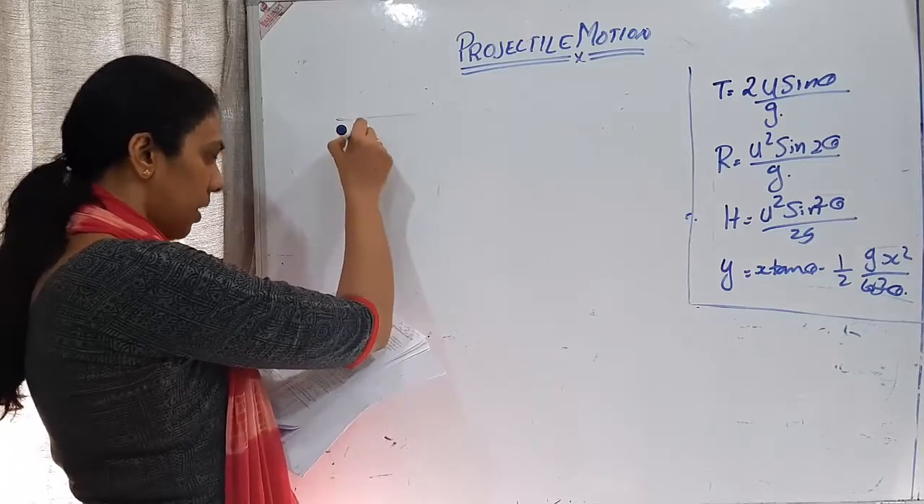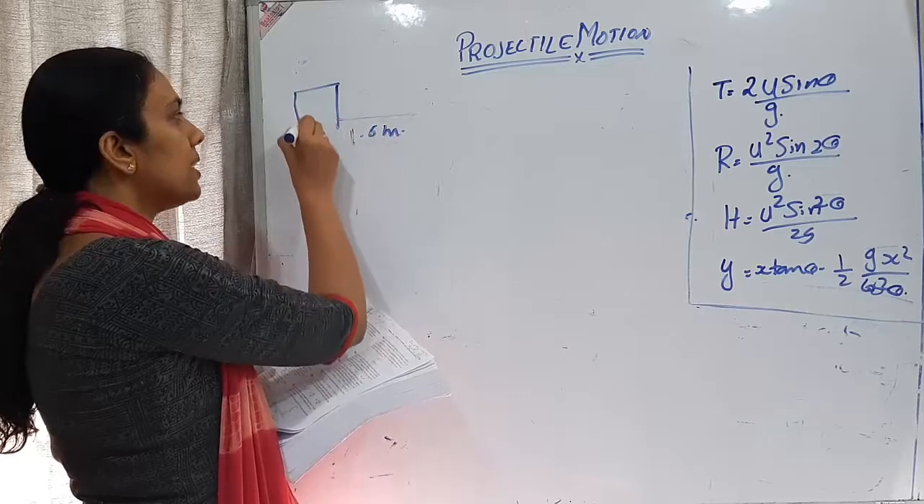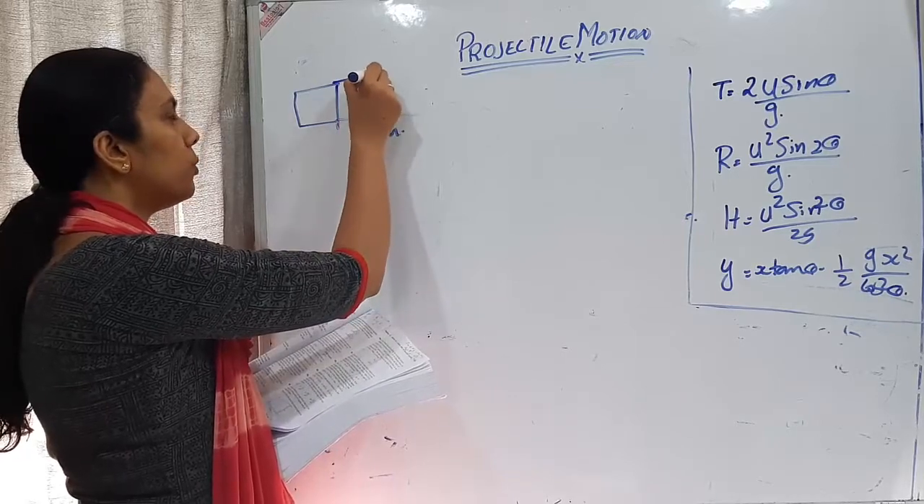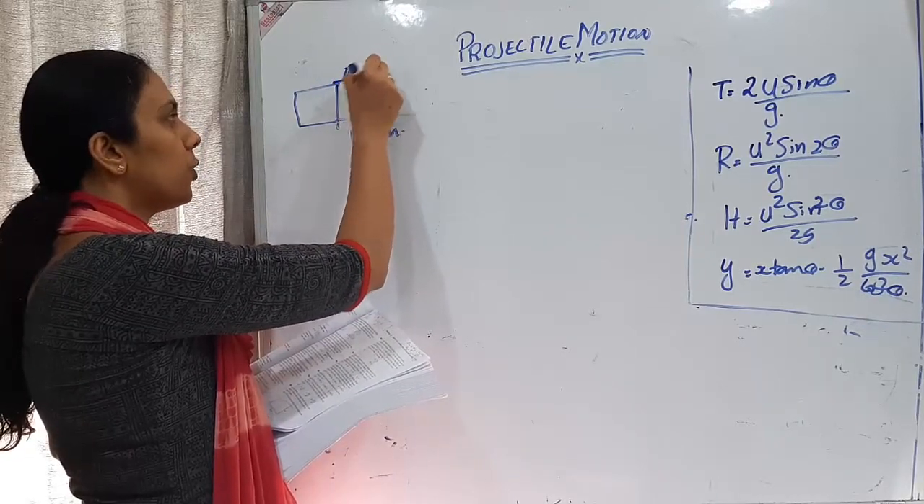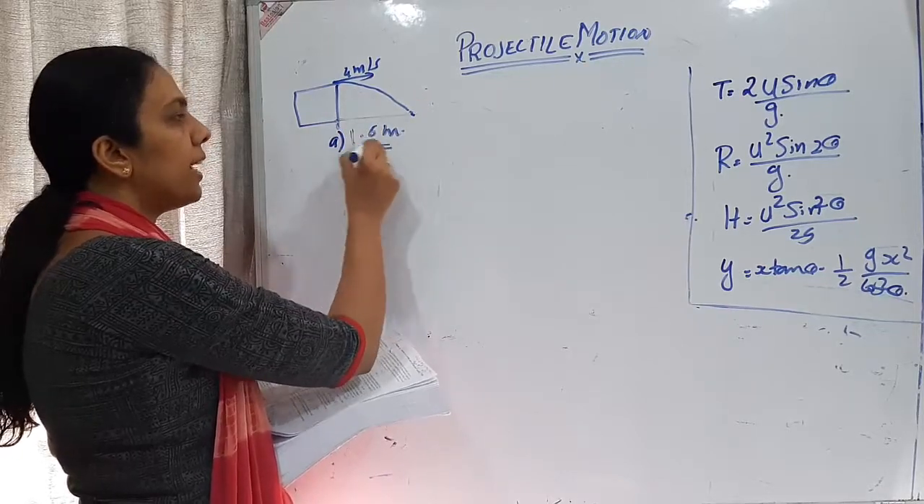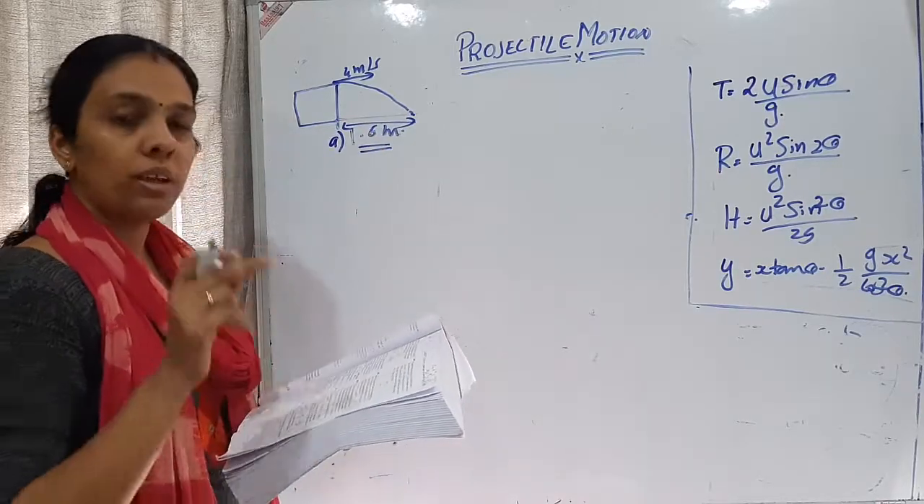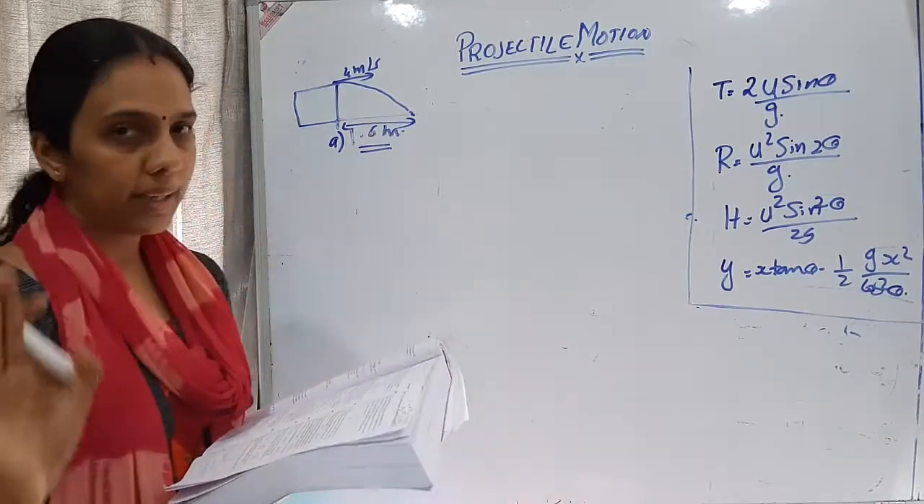Horizontal distance is 1.6 meter from the edge of the table. So if this is the table, from the table it will be moving with an initial velocity of 4 meter per second, but it will be falling down. First option is, range, this distance will be 1.6 meter. That is the first option. So here in this question we need to find out the range.